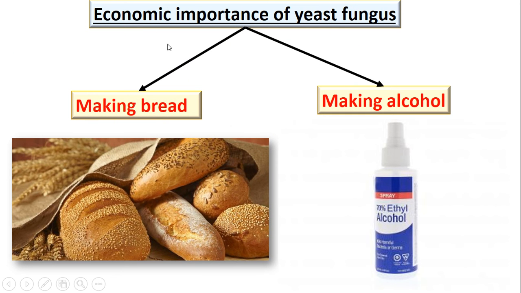What is the importance of the yeast fungus? Where can I use it? I can use it in baking. Baking like what? Making bread or making cake or any baking. So I can use the yeast in baking. I can use it also in making alcohol. In industries, people use the yeast fungus in making alcohol. So I can use the yeast fungus in making bread or in making alcohol.